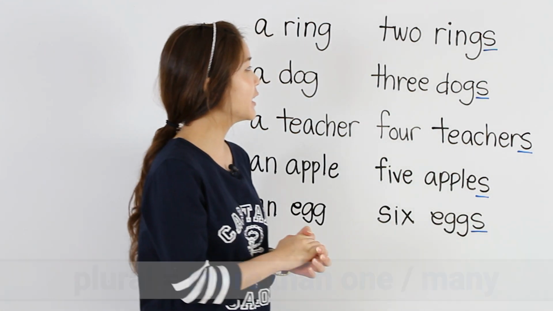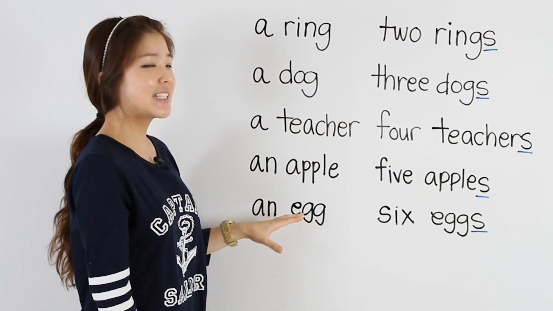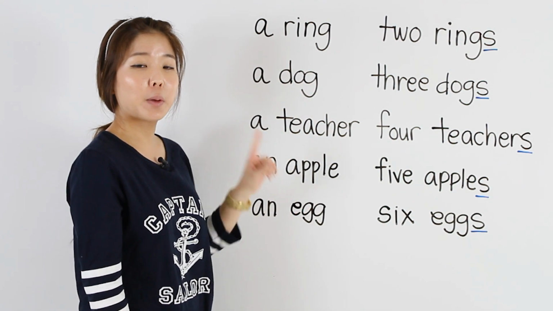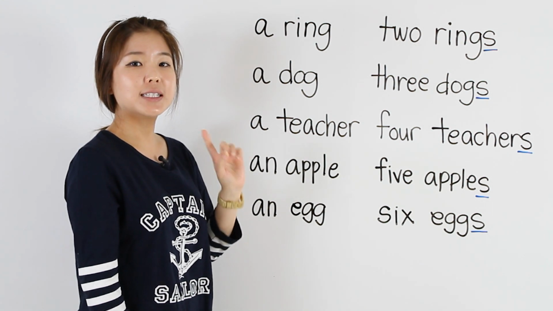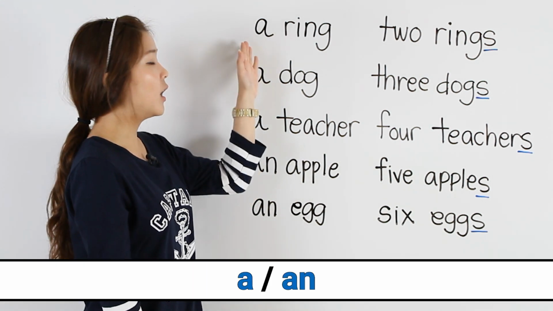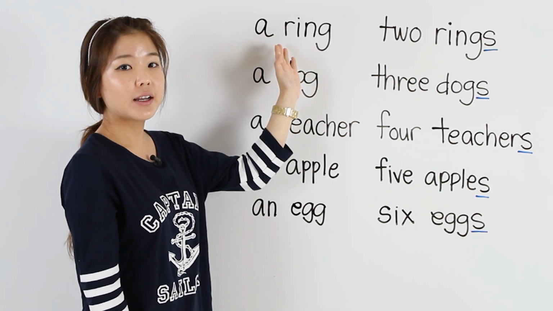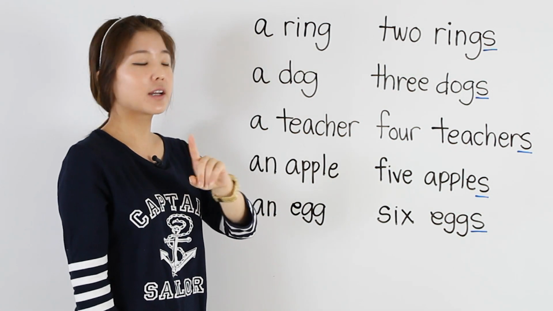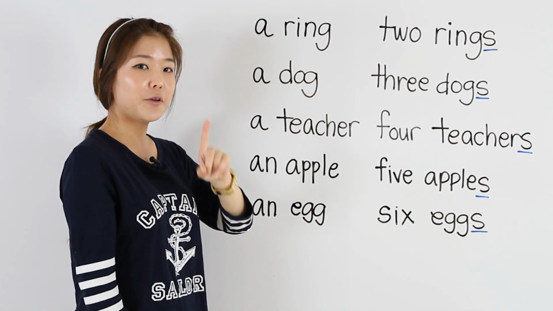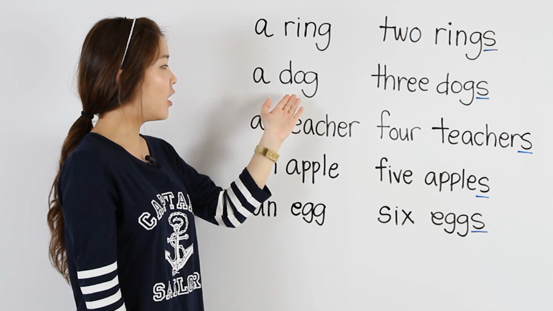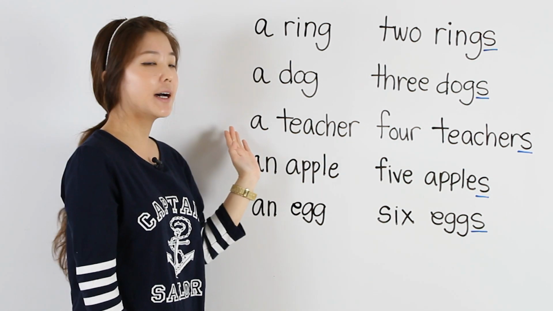Okay, so let's look at the board. This part is showing singular nouns. Okay, remember singular means one. So when the noun is singular, we put a or an. So let's look. A ring. That means one ring. A dog. Again, one dog. A teacher. One teacher.